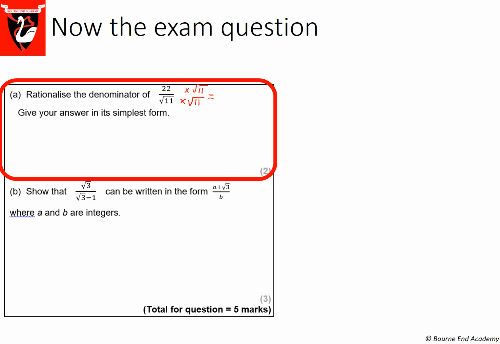Well, it's going to give you 22 root 11 over root 11 times root 11, which is 11. Can I simplify this further? Yes, because 22 is a multiple of 11. So I divide the top and the bottom by 11, and now I'm left at the numerator with a 2, and the denominator just 1. So your final result is 2 root 11.